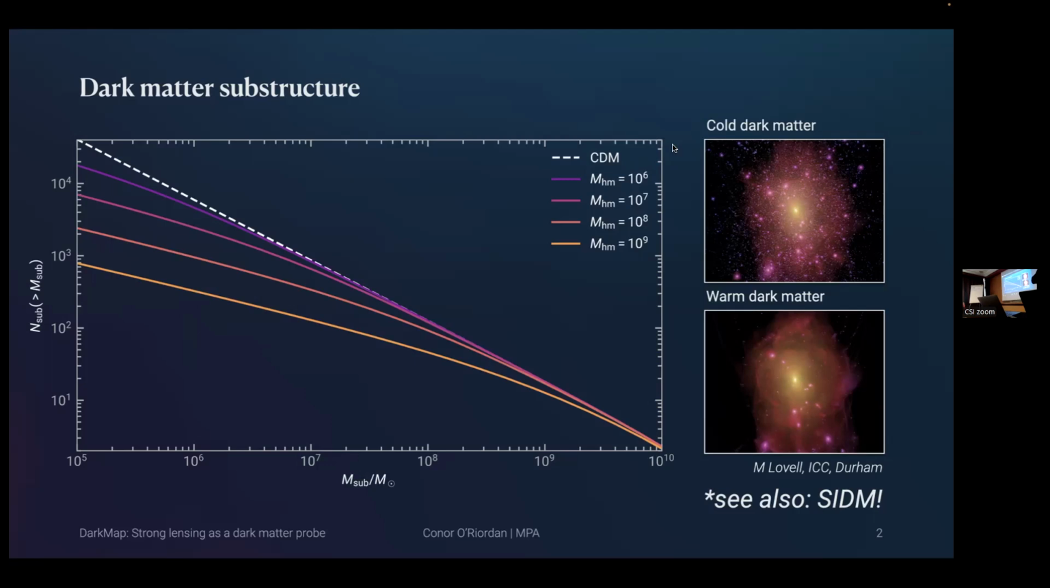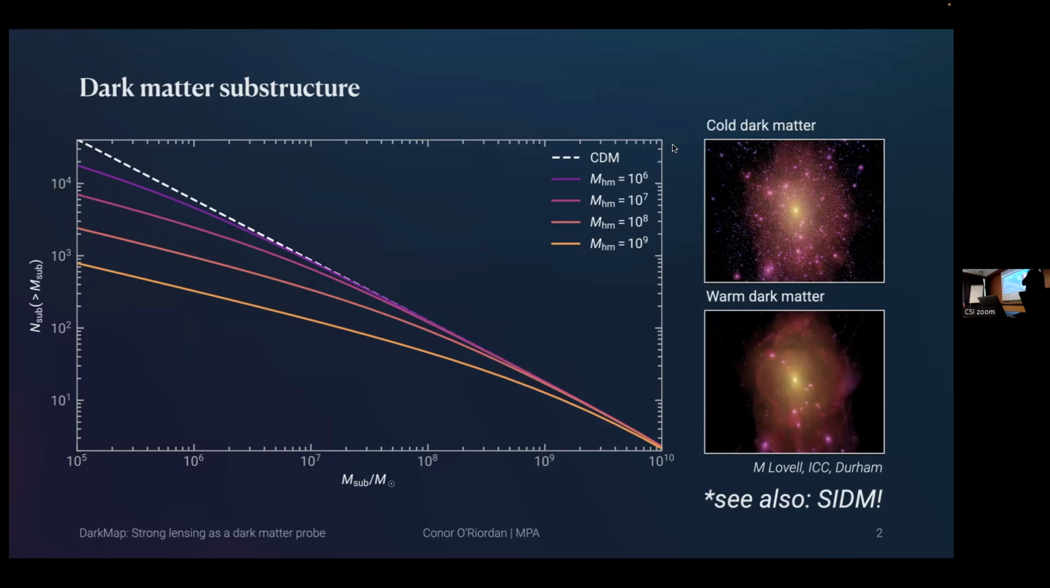And if you look at these zoom-in simulations here from Mark Lovell, in warm dark matter scenarios, that's where the particle mass is smaller, these very low mass halos don't form. And the ones that do form are much less concentrated. So the dark matter model is affecting both the number and the mass of these low mass halos, but also their intrinsic properties, their profile, concentration, etc.